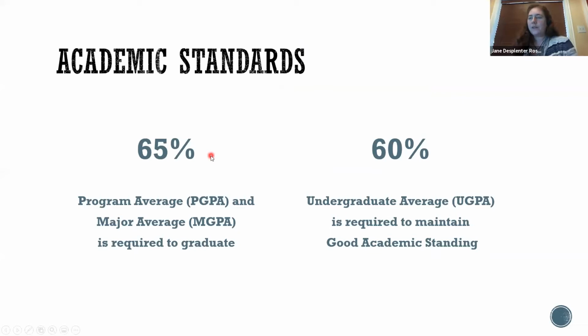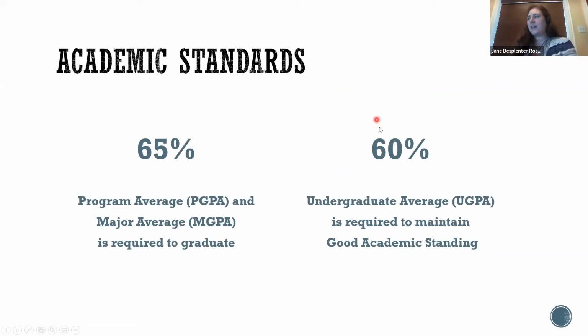Now, you don't have to have a 65% the whole time that you're here, especially in your first year. A lot of students, it takes a little bit of time for them to adjust to university. You do need to maintain an average above 60% overall in order to maintain good academic standing. So as long as your average is above 60%, you're not graduating necessarily, but you are allowed to continue studying and to raise that average up.